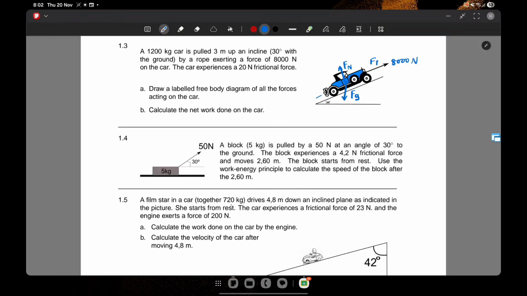There's friction, which is 20. And the gravity component, gravity can be broken into 2 components, vertical and horizontal. And that's the first question. Then the second question.